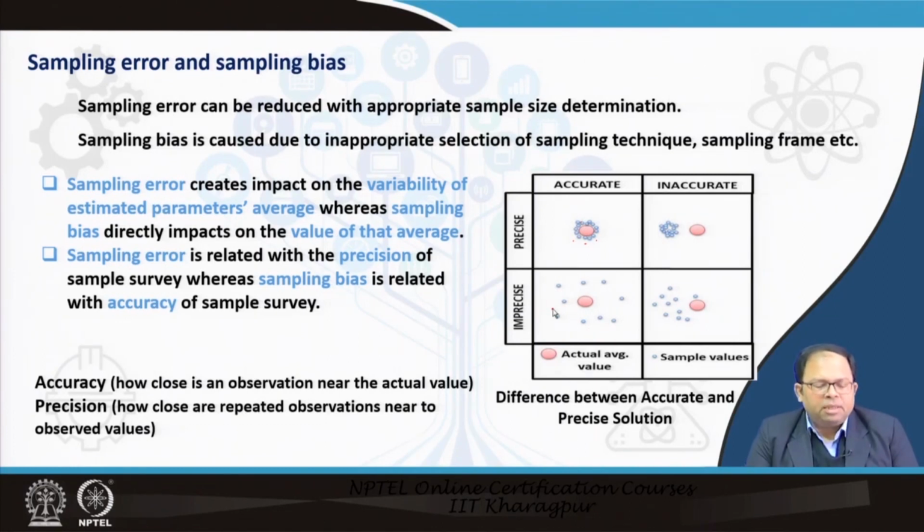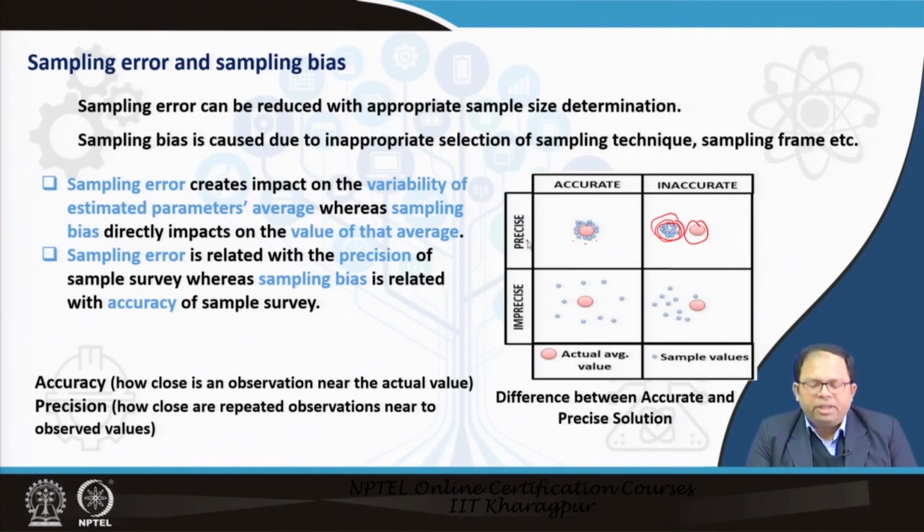Sampling error is related with the precision of the sample survey, whereas sampling bias is related with accuracy of the sample survey. So when sampling bias is there, then the estimates are not accurate. For example, in this case, you can see even though the readings are precise, the estimate is wrong, because I may be studying a totally different group of people, or we have designed the survey in such a way that it is studying only a certain type of people in the entire population and not all the different kinds of people. That is why it is not an accurate result. So there is a sampling bias over here.